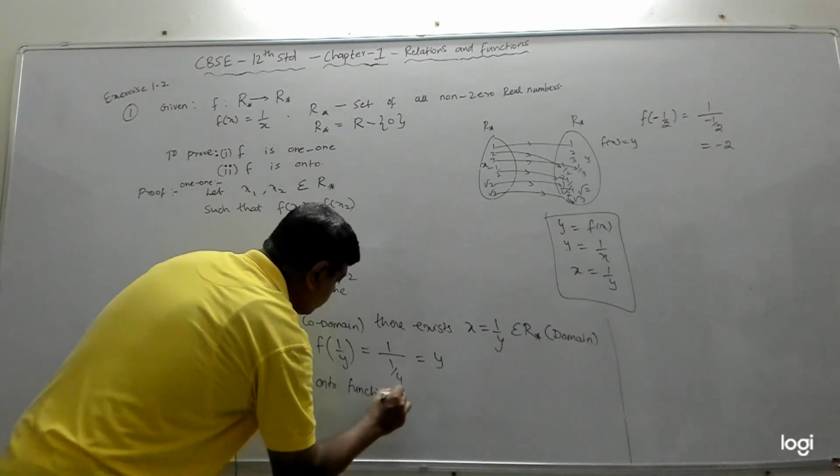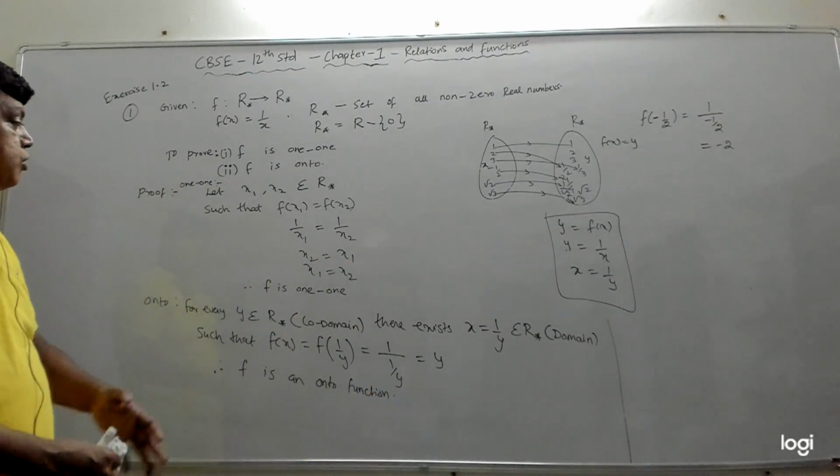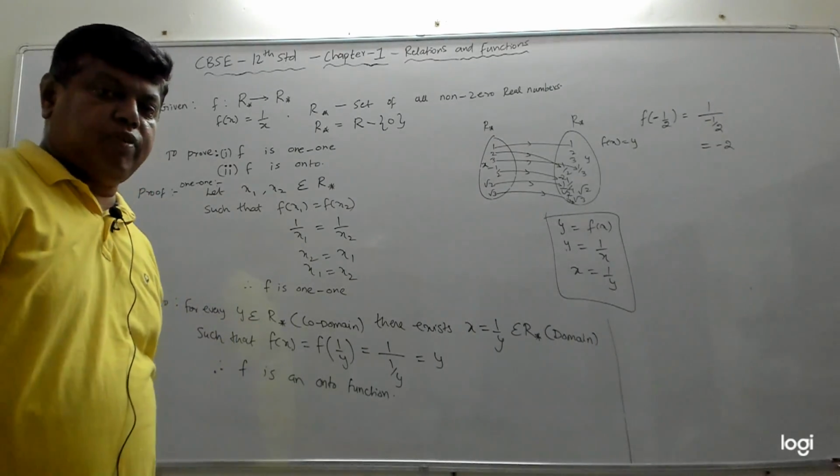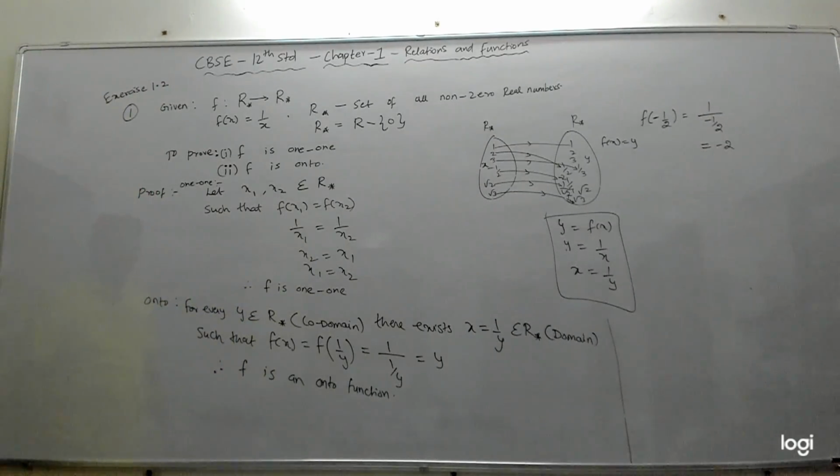Or if f is onto, we can say, so we have proved f is 1 to 1 and we have proved f is onto. Fine. So all of you can take the notes. Now we will prove the second part of this.